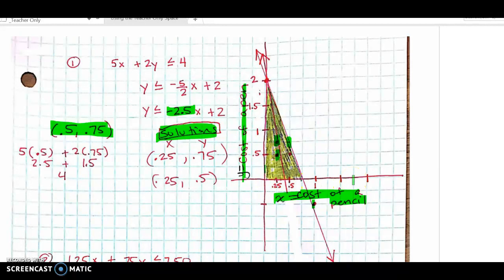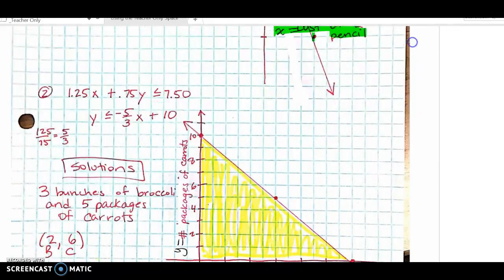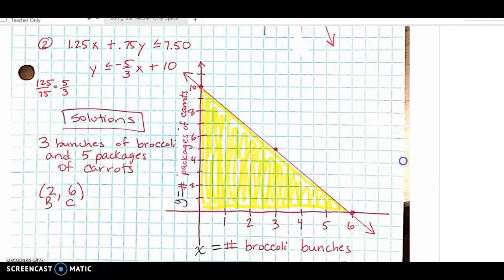Number 2. Sarah can spend at most $7.50. So again, this is a less than or equal to whenever you're spending money. That amount that you can spend is a maximum. I'm using x to represent the amount of broccoli bunches that she can purchase. I'm using y to represent the number of packages of carrots that she can purchase.